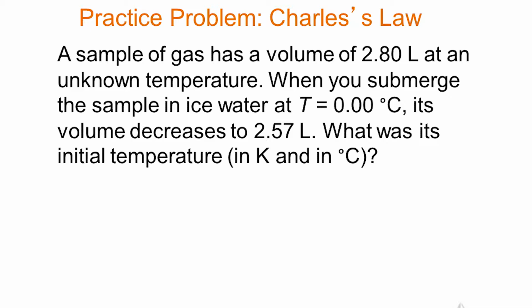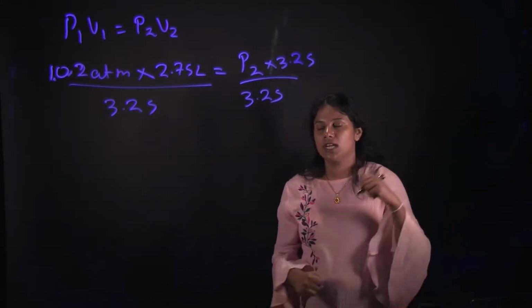Now, looking at the problem, you can identify Charles' law is V1 divided by T1 equals V2 divided by T2. What is V1? 2.8, right? Unknown temperature. T1 unknown. That's important. And then V2 is 2.57. What is T2? Is it 0? It's not. Always in Charles' law you use Kelvin temperature. So 0 plus 273, it is 273 Kelvin.